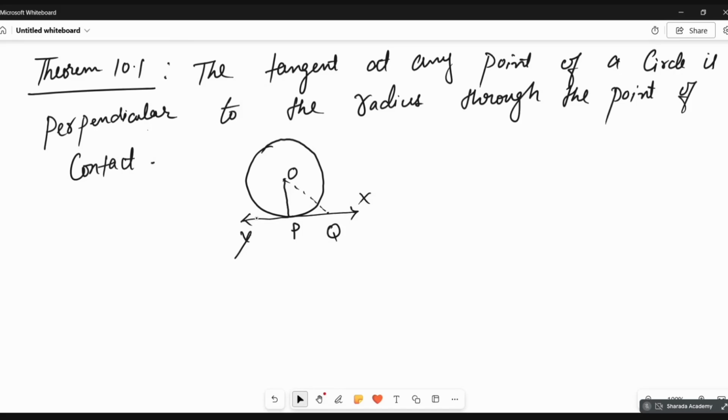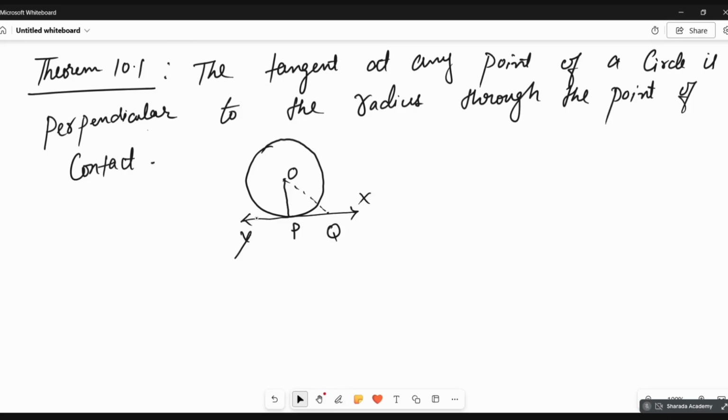Any perpendicular line is the shortest distance between any two points. So here we are trying to prove that OP is the shortest distance we can draw to the XY. That means it should be perpendicular. That's how we are trying to prove.